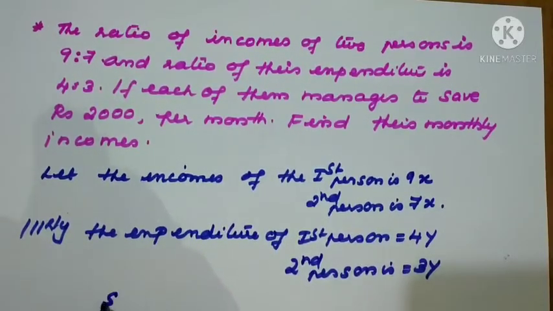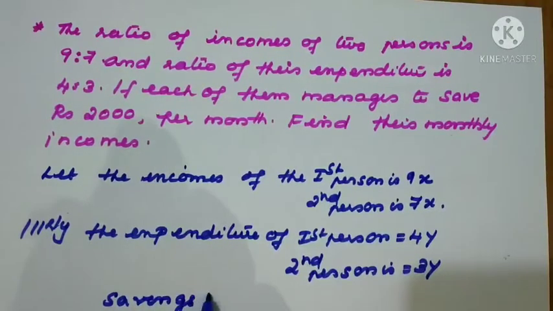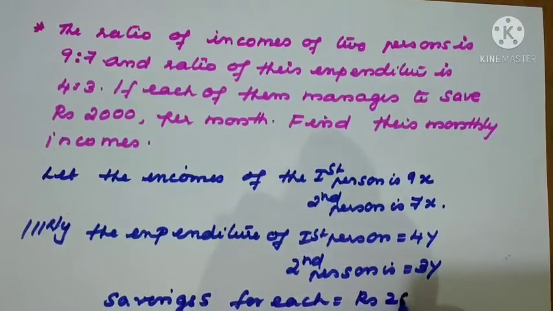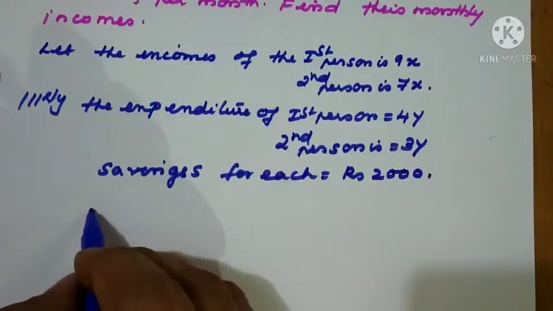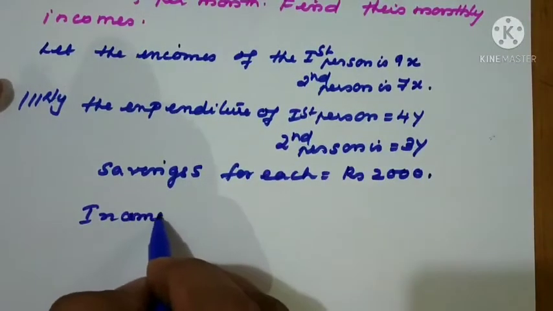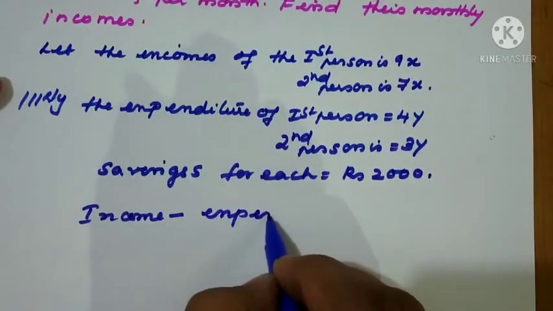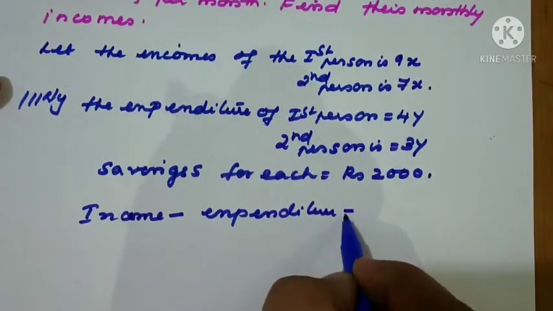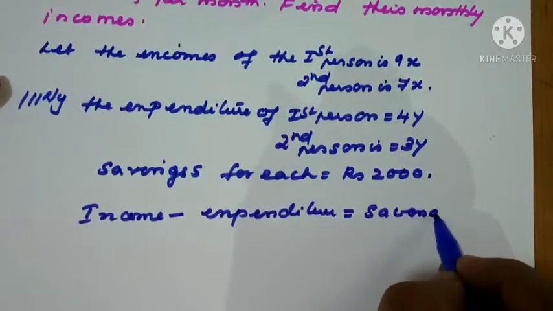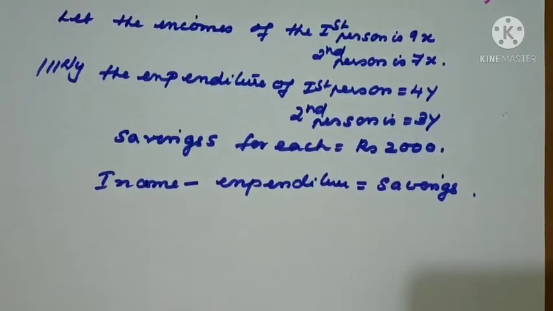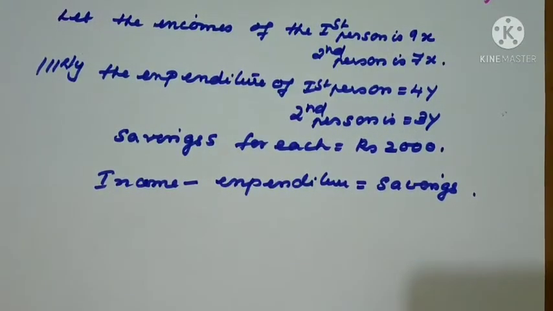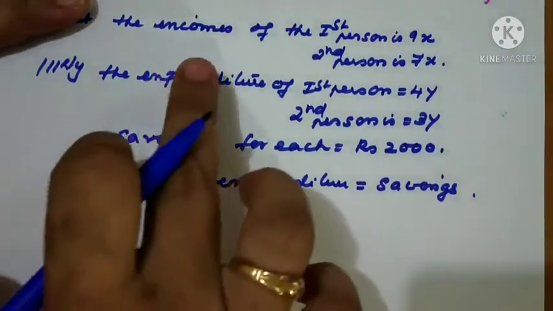Now, what additional information is given? Savings for each is the same, that is rupees 2000. We know that income minus expenditure is the savings. So we can convert this into a mathematical equation.